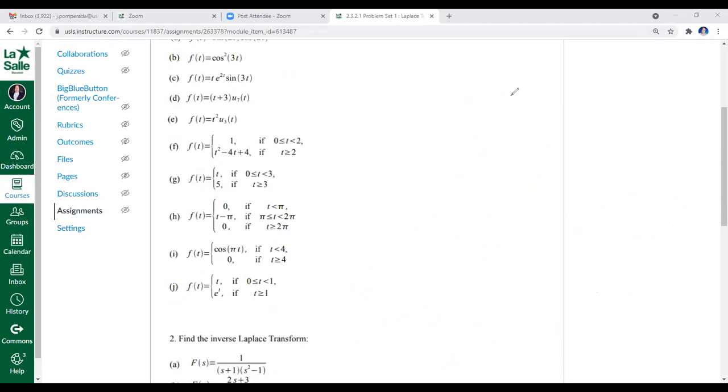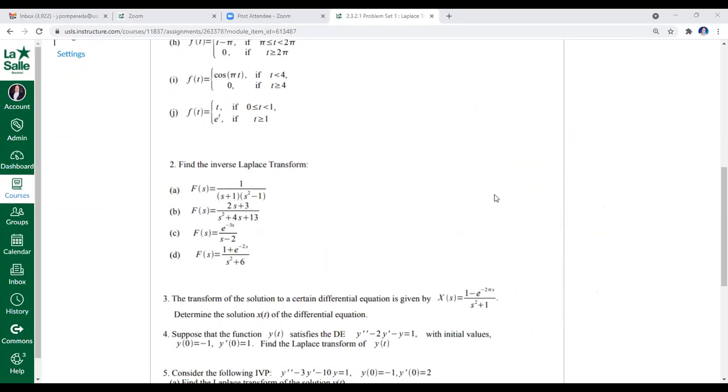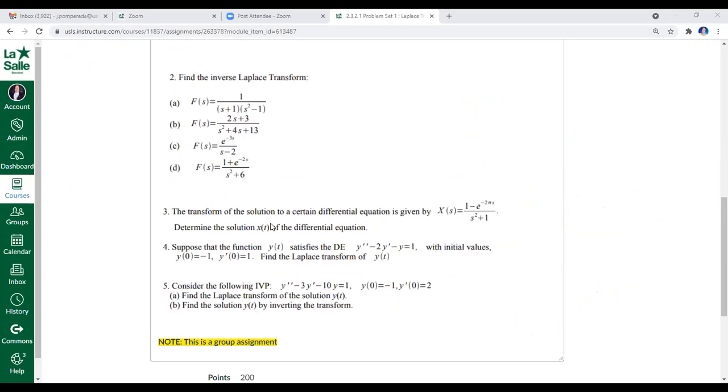Let me just borrow one more minute. Okay, the transform of a solution to a certain differential equation is given by this. Determine the solution of the differential equation. It's just like inverting this class. Another way of asking for the solution of a DE is by inversion of its Laplace transform. That would already represent the solution of your DE.